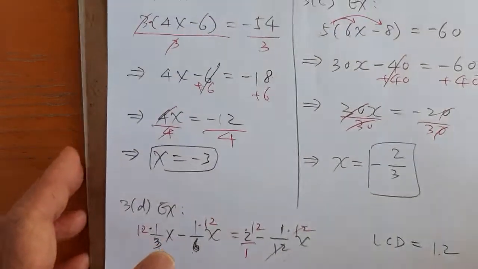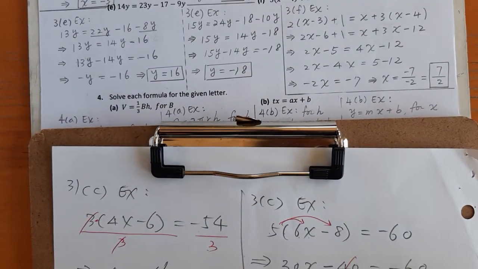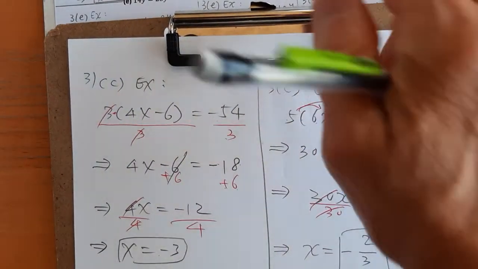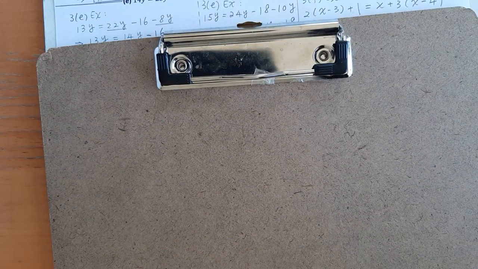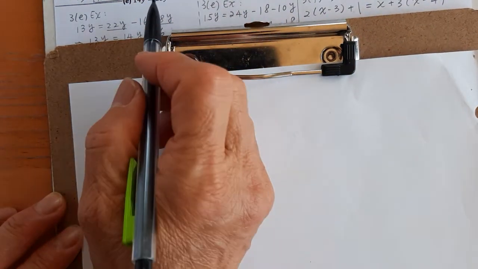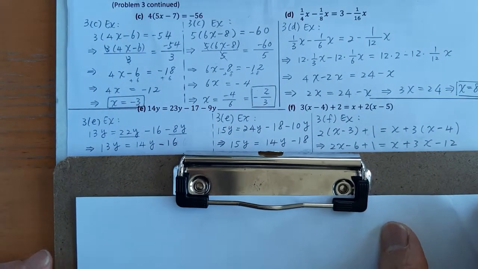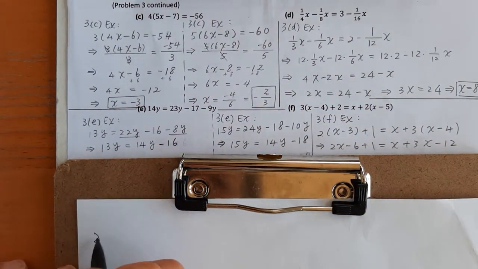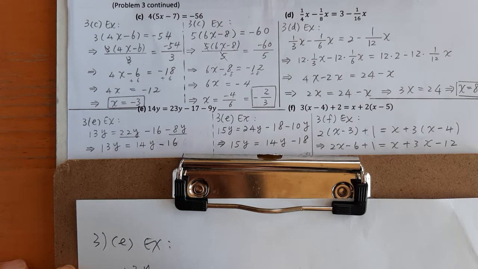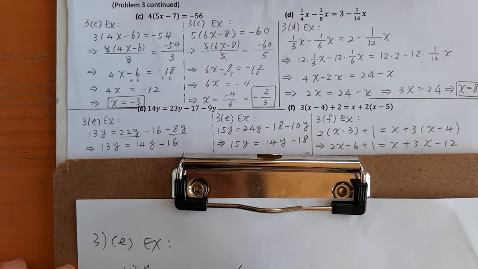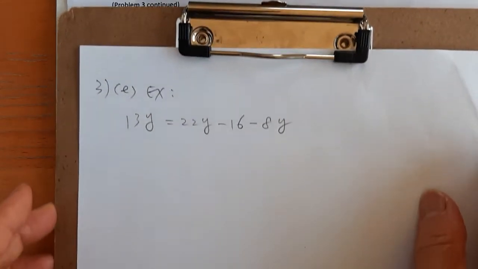Another one, question 3e. Example. This is the 3e question, your original homework question. This 3e example: 13y equals 22y minus 16 minus 8y. Solve for y.